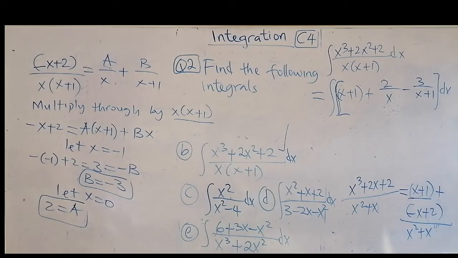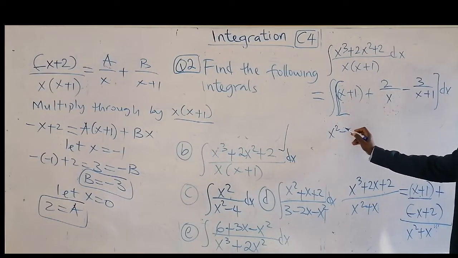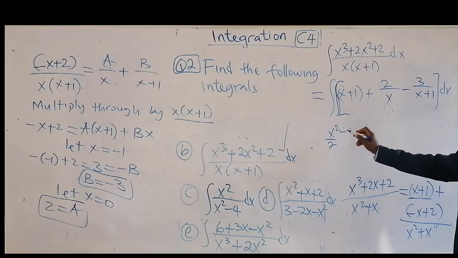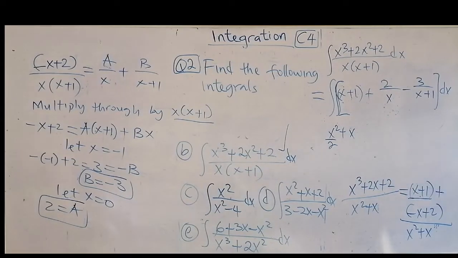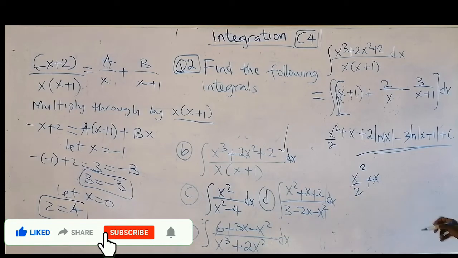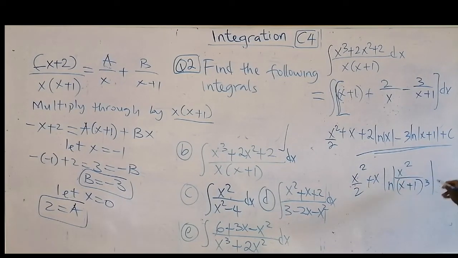So if you do the integral of this, that will be x squared plus, this is having power 1, so 1 plus 1, that's 2, over 2. Then plus 2 ln x, then minus 3 ln of x plus 1, plus c. So if you want to go further, that will be x squared over 2 plus ln of x squared over x plus 1 to the power 3, plus c. So you can leave it this way, or you leave it that way.